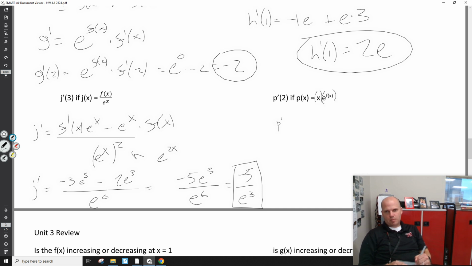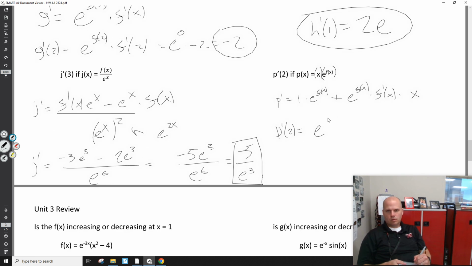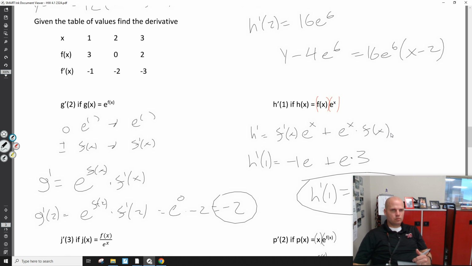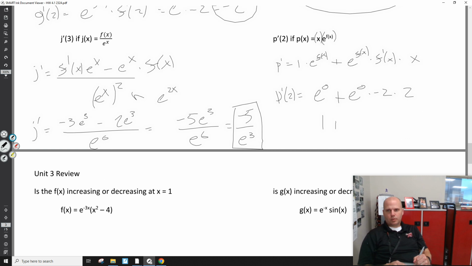This is the combination of a product and a chain. The derivative of the first times the second. Plus, we already took the derivative of e to the f of x. It's e to the f of x times f prime of x times x. If I plugged in 2, I get e to the f of 2. F of 2 is 0. Plus e to the f of 2 times f prime of 2, negative 2, times 2. Giving me 1 plus negative 4, which the answer is negative 3. It's a good question.